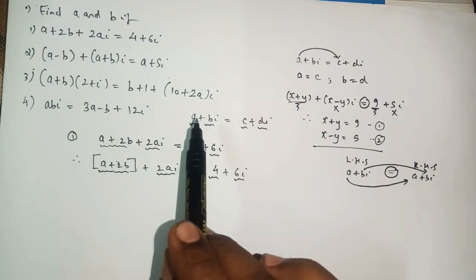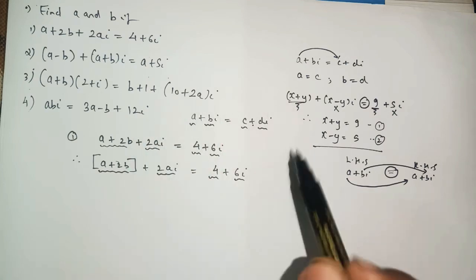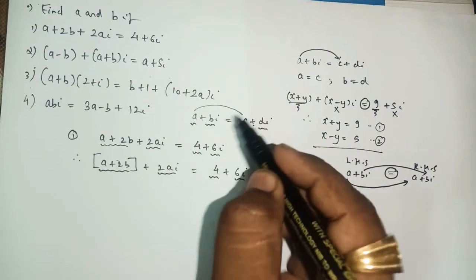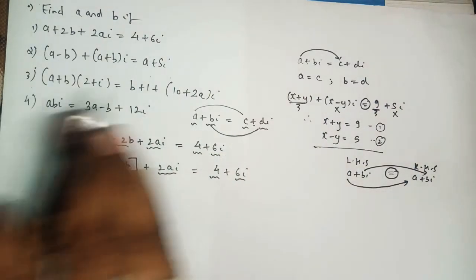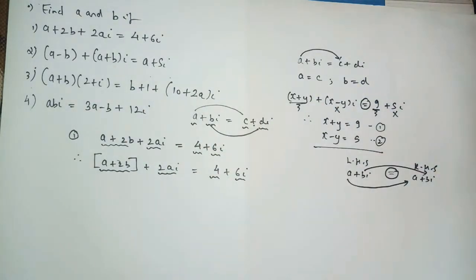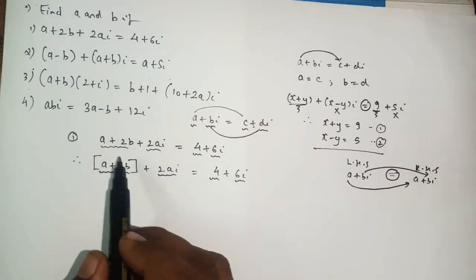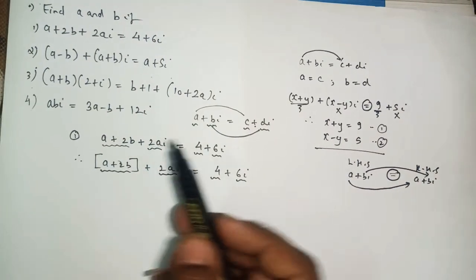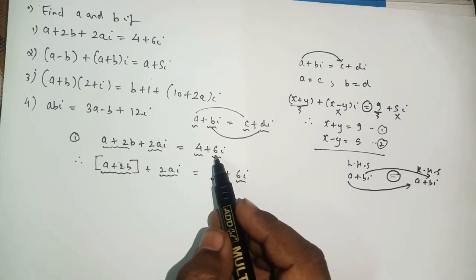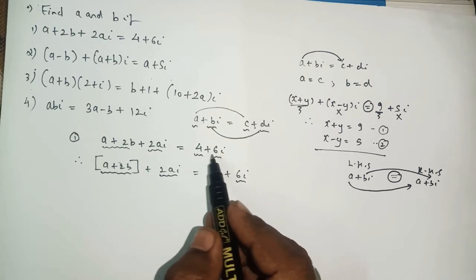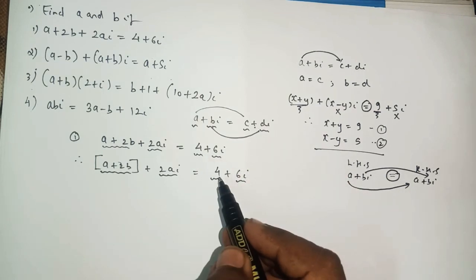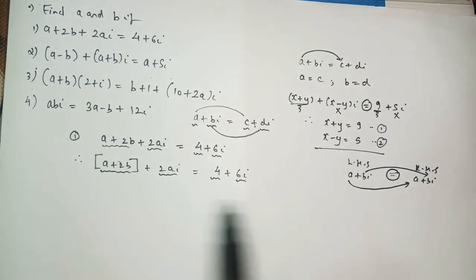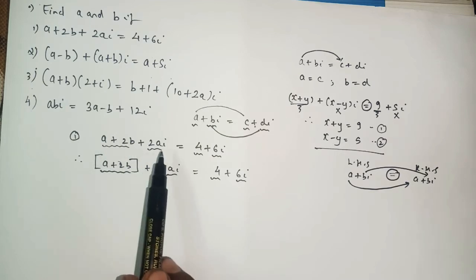Then compare the left hand side and right hand side real terms and imaginary terms, equating the real and the imaginary parts separately, where you will get the values of a and b. As clearly we saw that there are three terms in the left hand side and two terms in the right hand side, and the two terms in the right hand side perfectly match with c plus di. So I wrote this 4 plus 6i same as it is, but in the left hand side there are three terms.